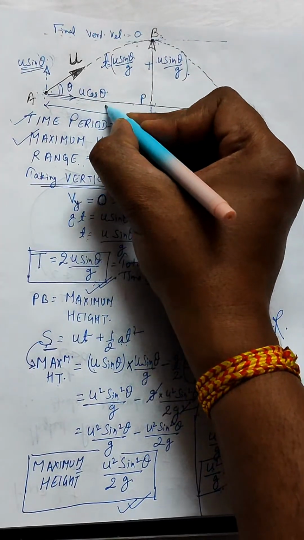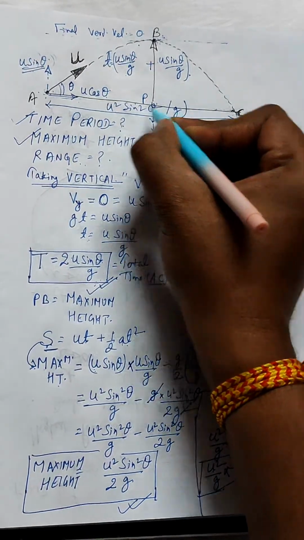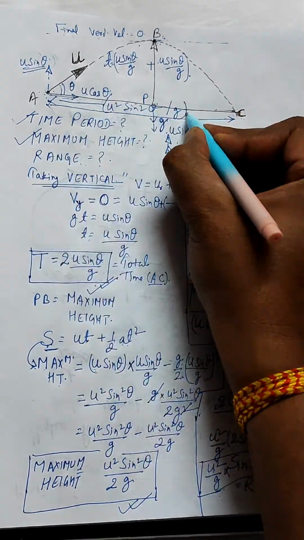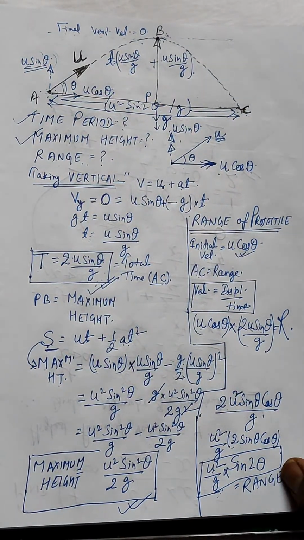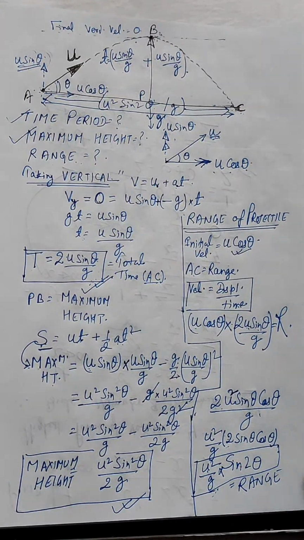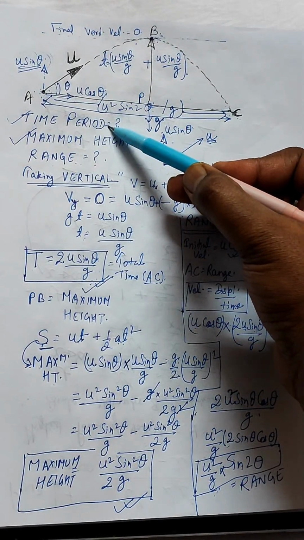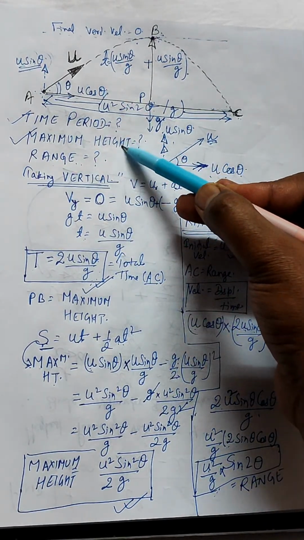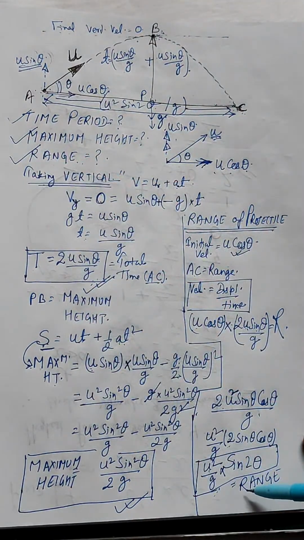So u² sin 2 theta by g is the range of the projectile from A to C. So here we have solved it. Right, students? I think you understand the derivation, how we are arriving at and calculating the time period of a projectile, the maximum height of a projectile, and the range of the projectile.